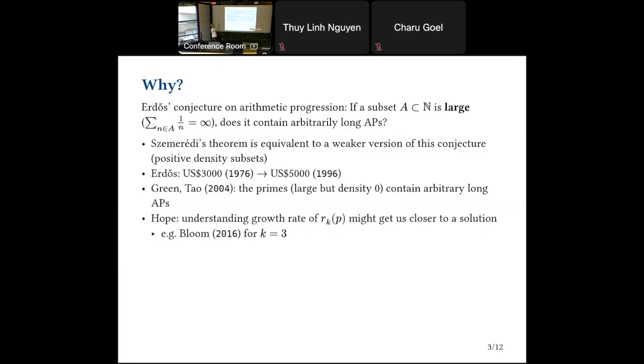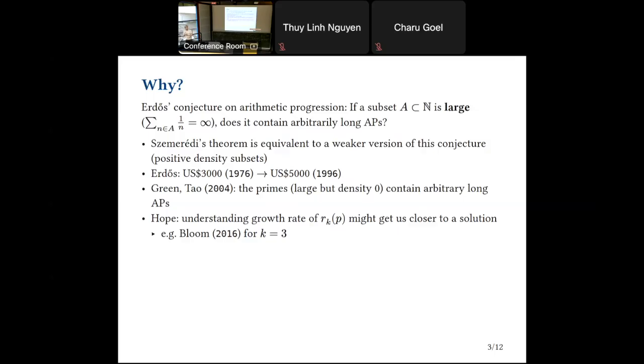And right after this proof came out, Erdős set a bounty on this problem for $3,000. It's still open, so if somebody is very interested, give it a try. And he was so desperate to solve it that he even increased it. But there's not a lot of hope. For instance, Green and Tao is the famous theorem that there are arbitrarily long arithmetic progressions in the primes. This is only a special case of this conjecture, because the primes are large because the sum of reciprocals diverges, but they have density 0.